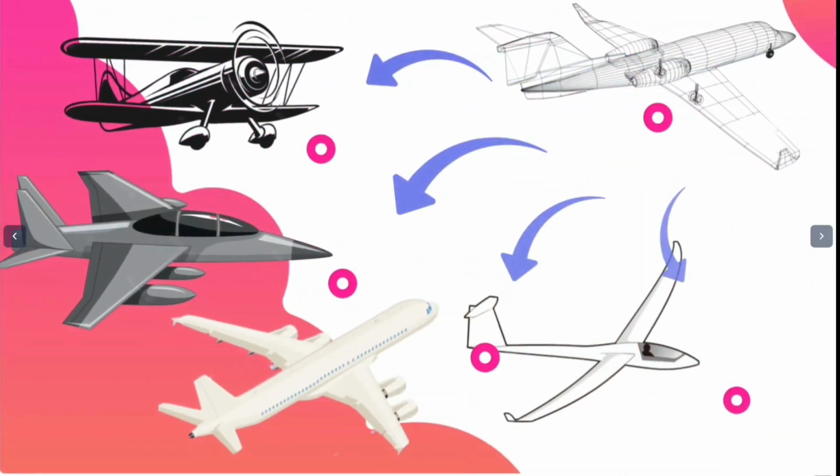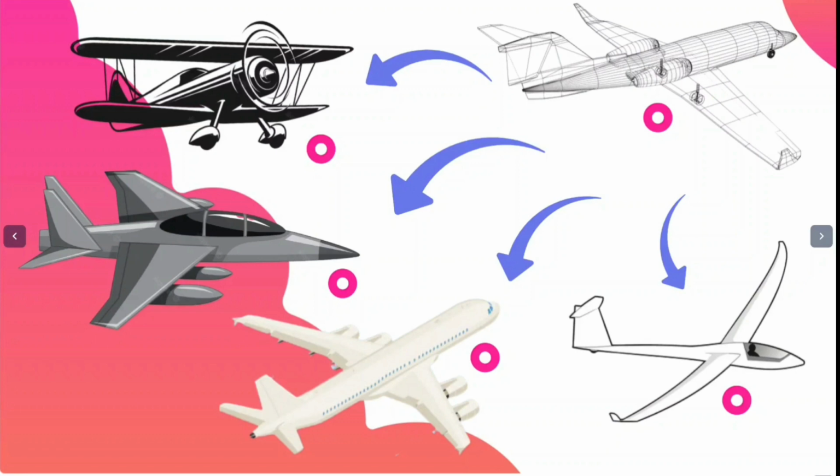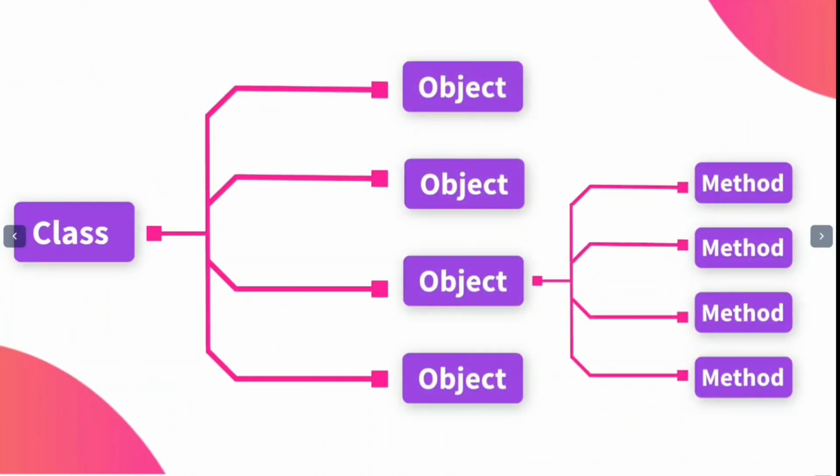To further understand class, let's look into a real-world example. Here, we have a blueprint of an airplane on basis of which the other planes are being designed. Thus, we could say that you need to have a class before you can create an object. Once you have created an object, you want it to be able to do something. This is where methods come in.